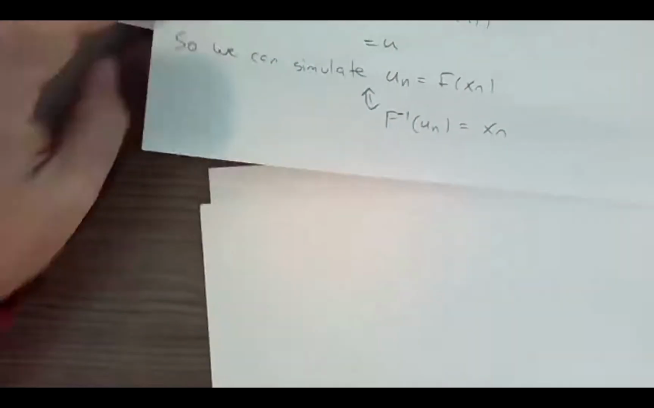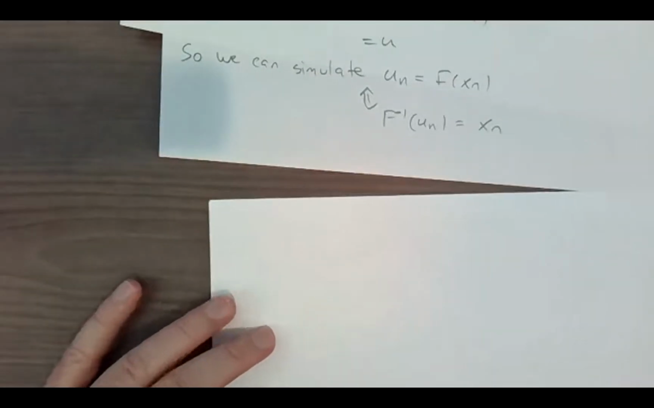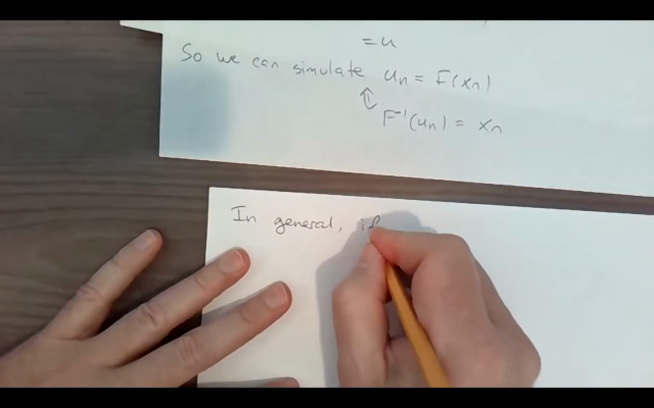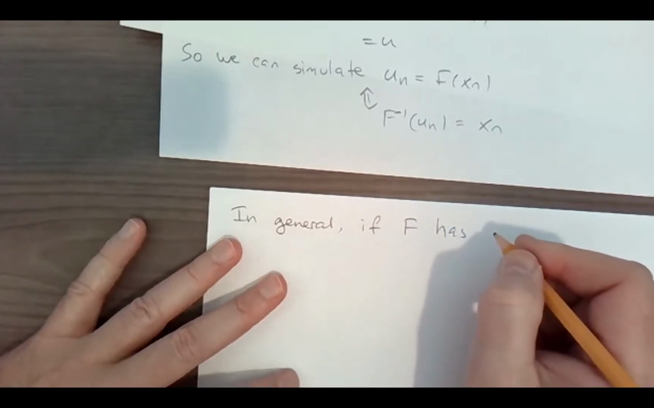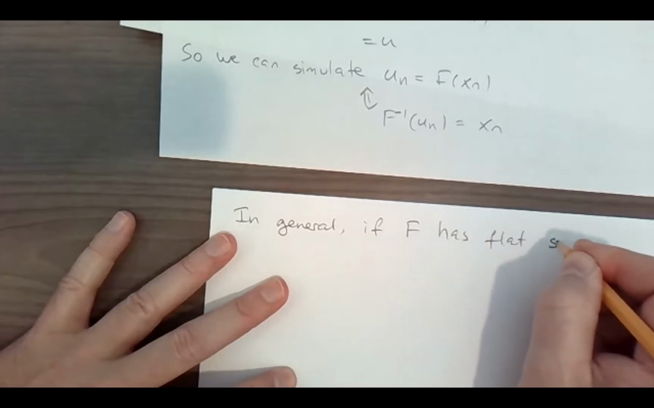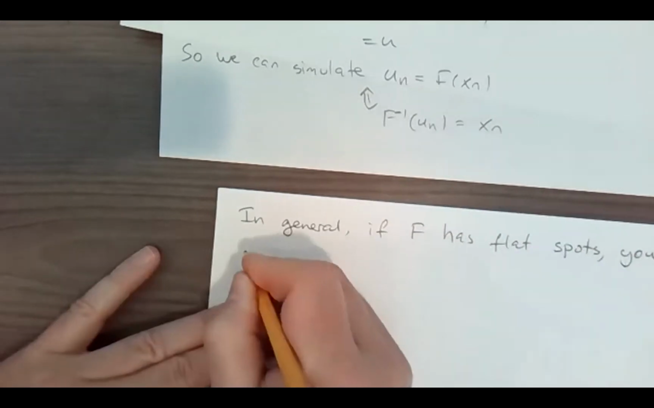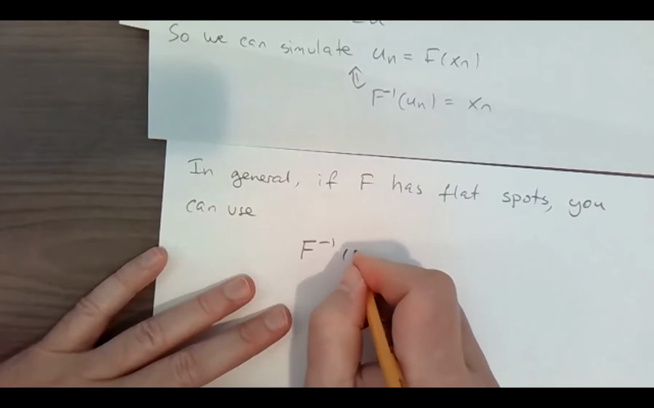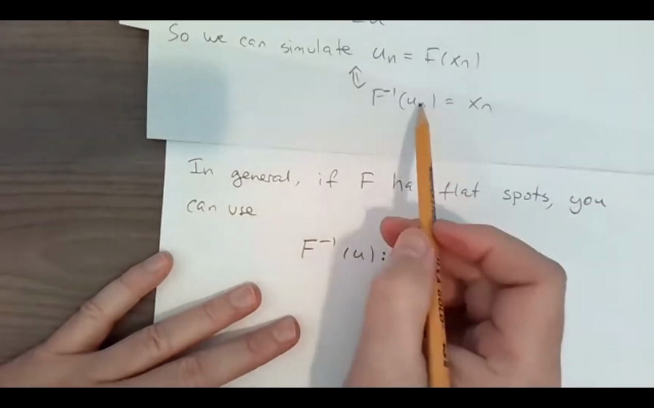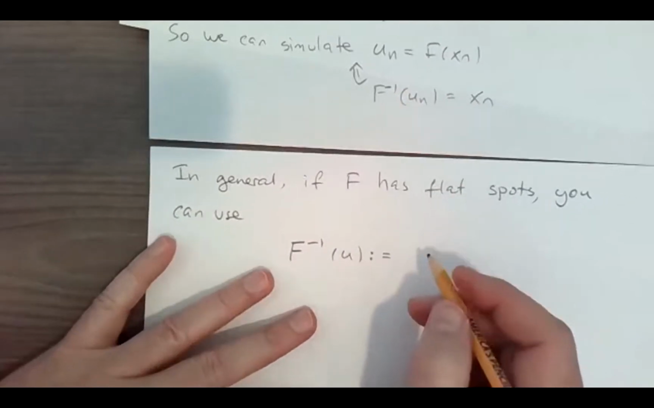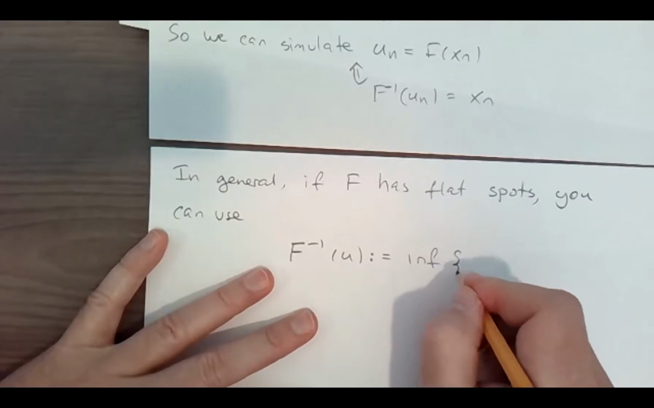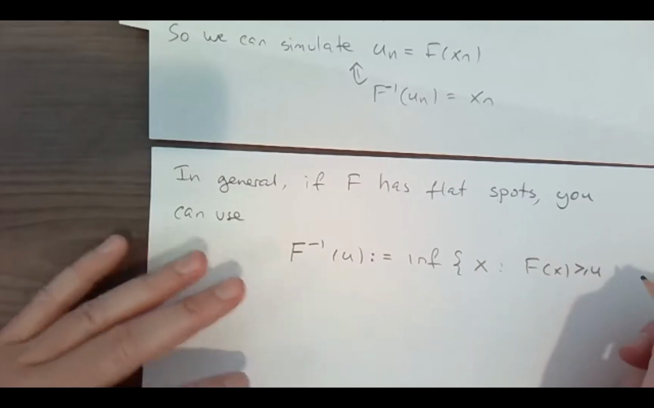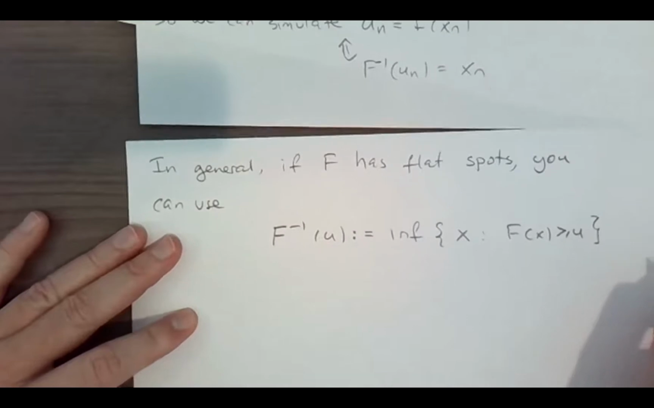So more generally, in general, if F has these flat spots, you can use this generalized F inverse of U, because that's the one we need up here to get my x's, F inverse. You can use this one here. This is the smallest x such that F of x is bigger than U. And then this one here works.